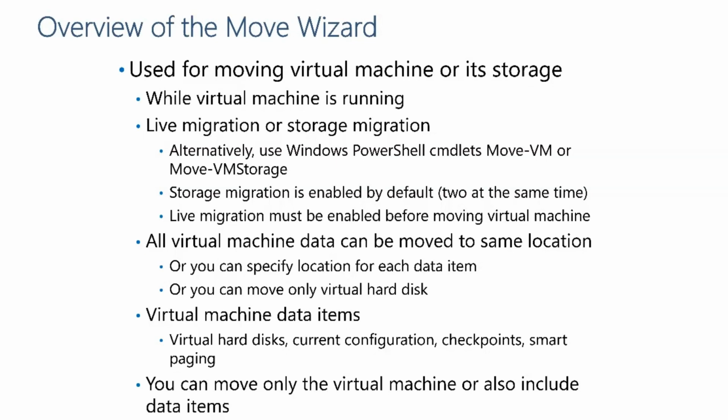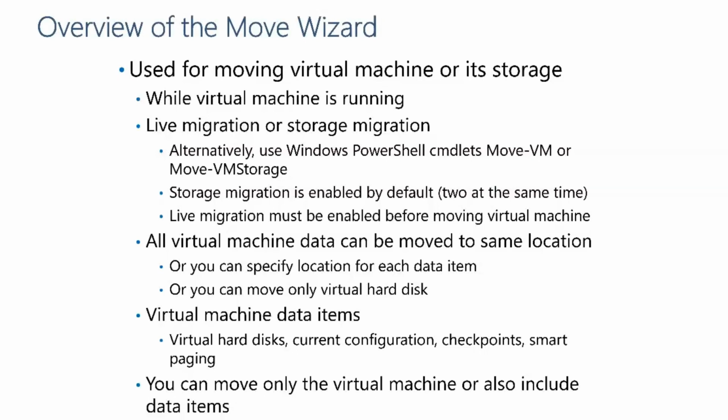Live migration must be enabled before you move the virtual machine, obviously. All virtual machine data can be moved to the same location. So remember with the virtual machine, you've got virtual disks, you've got the configuration files, you've got temporary files, you've got the virtual memory files. All of them can be moved to the same location, same folder, somewhere else. Or you can move only the virtual hard disks, so you can separate them as well.